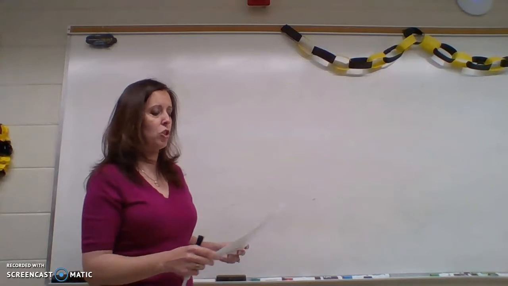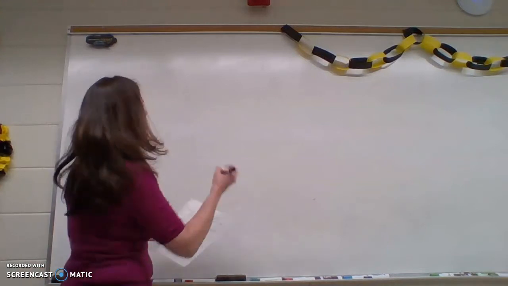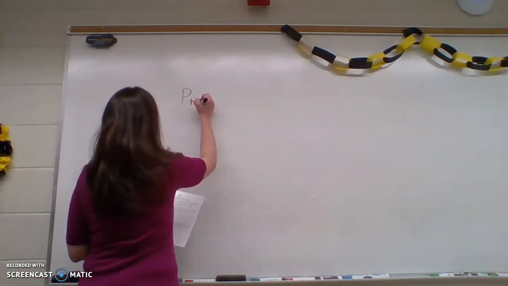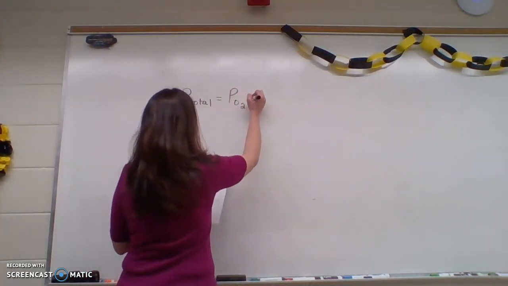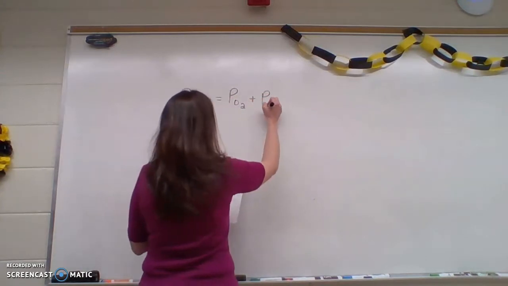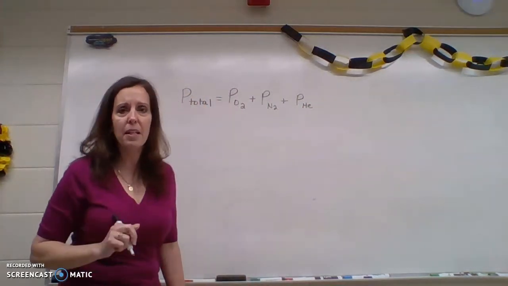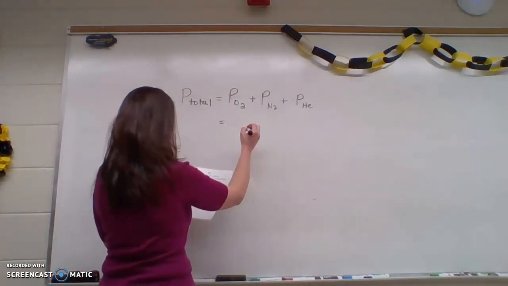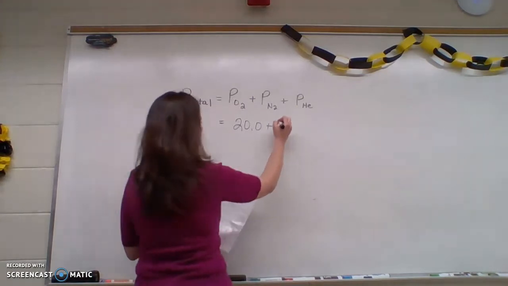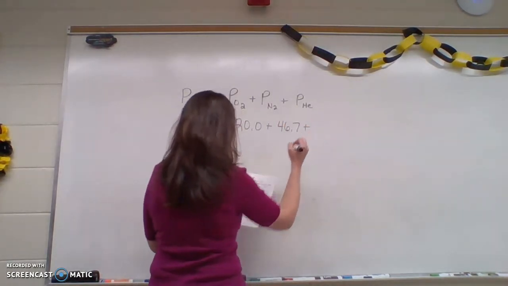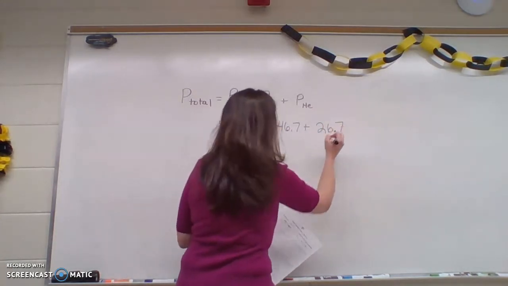So if you look at the first example under Dalton's law of partial pressure, determine the total pressure of a gas mixture that contains oxygen, nitrogen, and helium. And then it gives you the partial pressures. So basically, Dalton said, if I want to find the total pressure, I've got to add up the pressure of the oxygen plus the pressure of the nitrogen plus the pressure of the helium. Easy peasy lemon squeezy. So the pressure of the oxygen is 20.0. The pressure of the nitrogen is 46.7. And the pressure of the helium is 26.7.